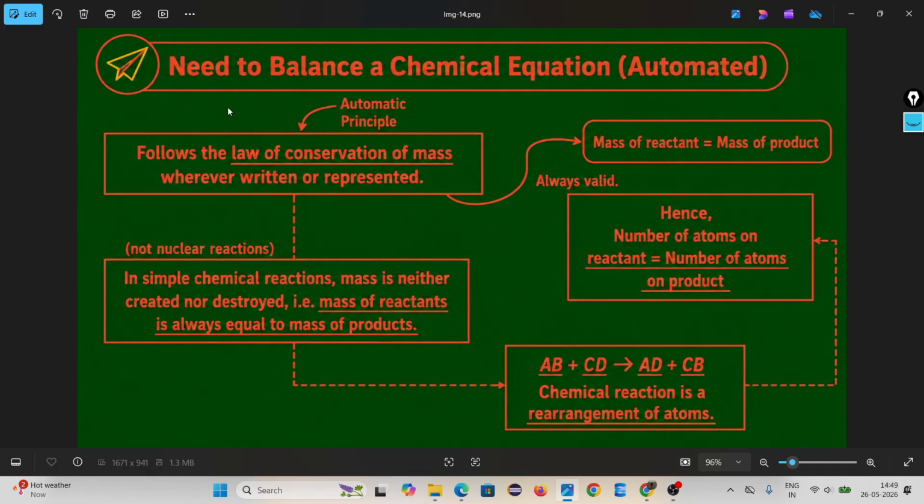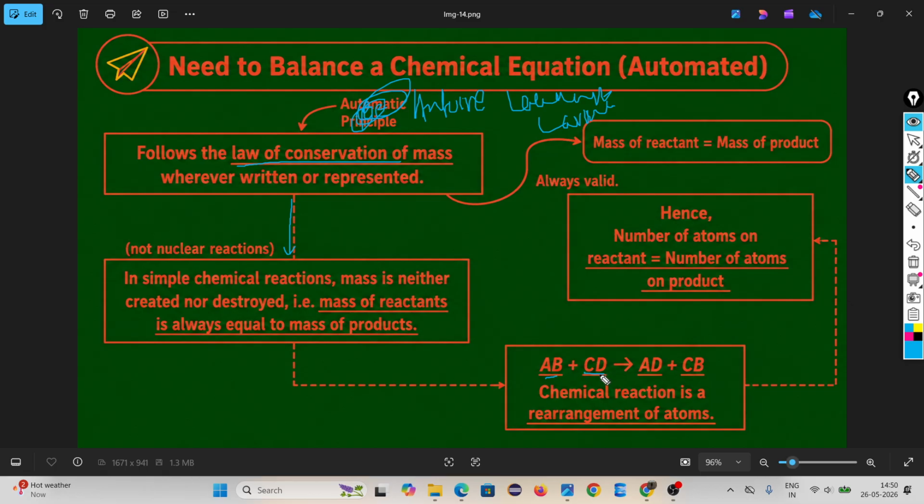And the need to balance a chemical equation: yesterday we discussed the law of conservation of mass. The law of conservation of mass was given by the scientist Antoine Lavoisier. According to this rule, in a chemical reaction, mass is neither created nor destroyed. That means if AB and CD are two reactants that react with each other, they form AD and CB. Only the arrangement of atoms changes. New atoms are never created.